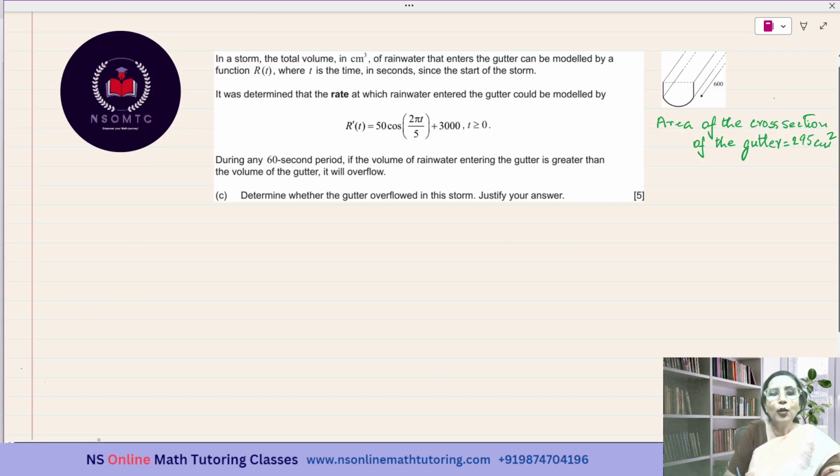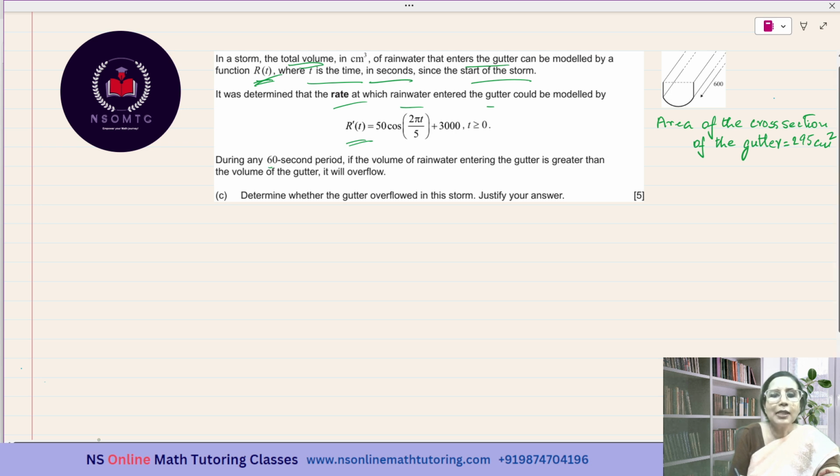In a storm, the total volume in cm³ of rainwater that enters the gutter can be modeled by a function R(t), where t is the time in seconds since the start of the storm. It was determined that the rate at which the rainwater entered the gutter could be modeled by R'(t). Since the volume is given by R(t), the rate of change of volume is R'(t) = 50 cos(2πt/5) + 3000, where t ≥ 0.